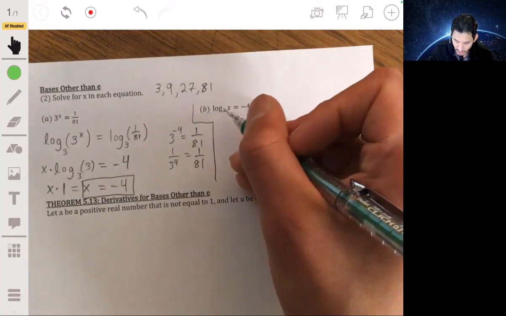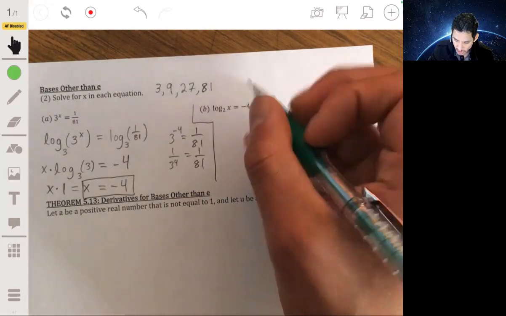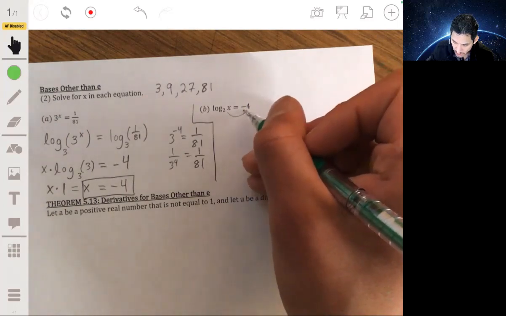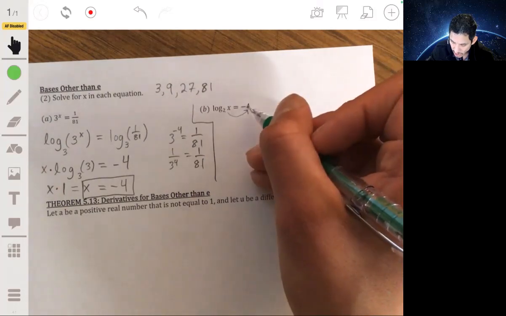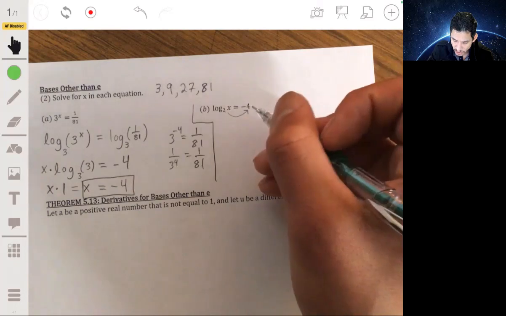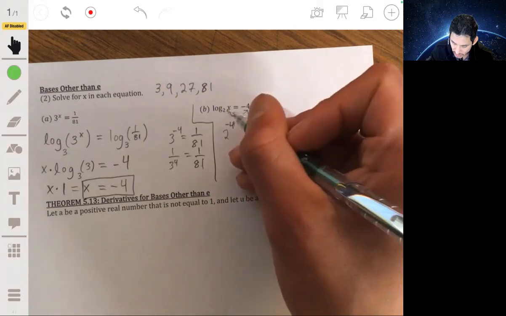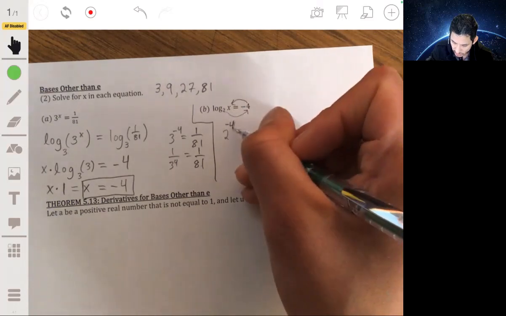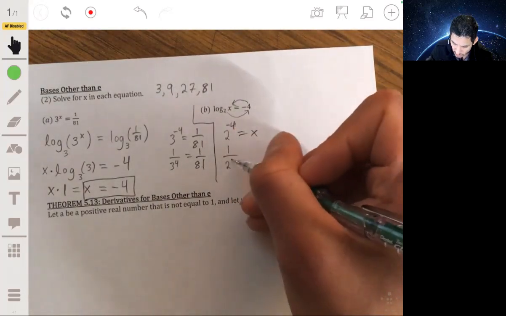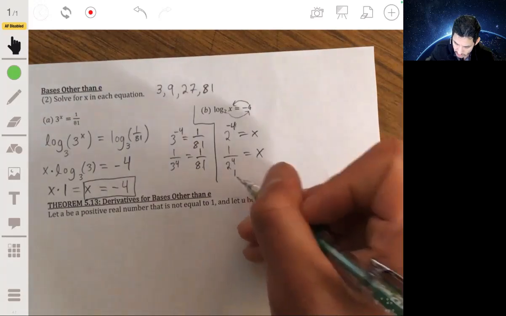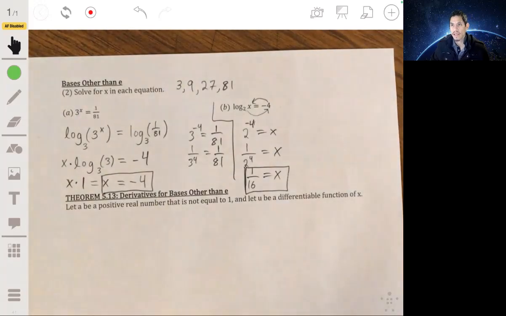And let's not forget the other property: when you have a logarithm to some base being equal to just some number, remember that this is equivalent to the exponential, where 2 is the base, -4 is the exponent, and you have that being equal to x. So 2 to the -4 is equal to x. And then that's just 1 over 2 to the 4th, or 1 over 16. And that's all there is to that.